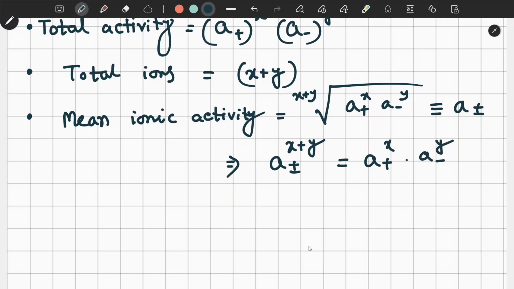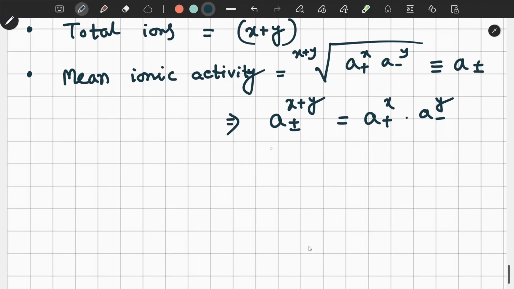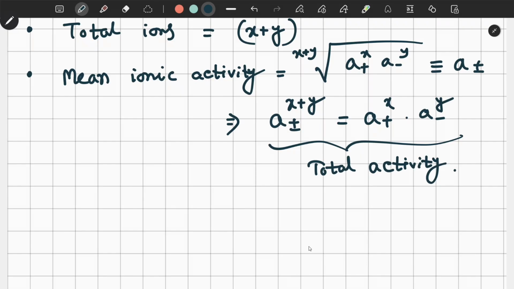You can write from this, and these two quantities are equal to total activity. Okay, so this is the formula. Or you can also write A plus-minus equals m, A plus to the power 1 by Y, A minus to the power 1 by X. So this is not needed. Yes, you can do it. Okay, so mean ionic activity is clear.